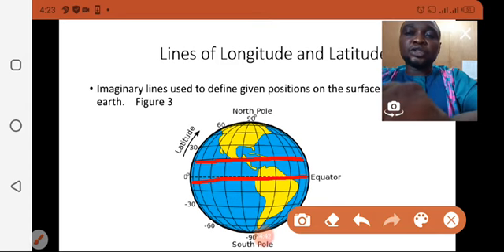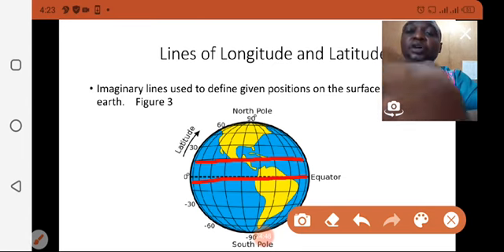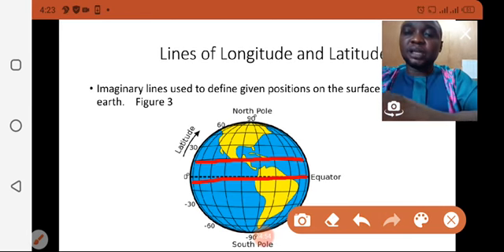Then from your equator, you know northern hemisphere and you also know southern hemisphere. From your latitude, you can know your northern hemisphere and your southern hemisphere.